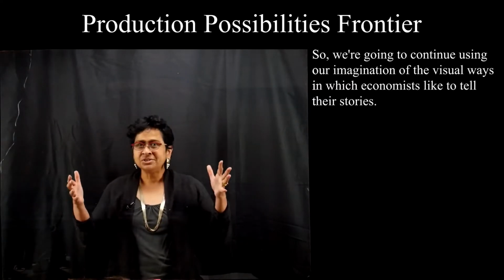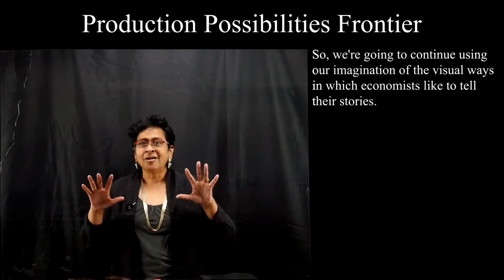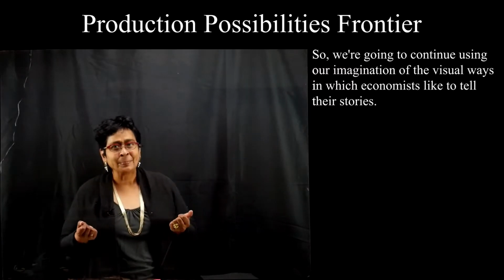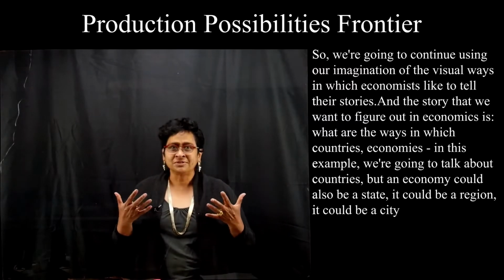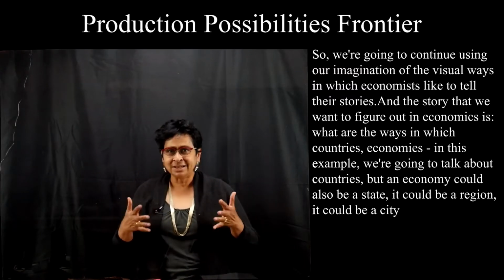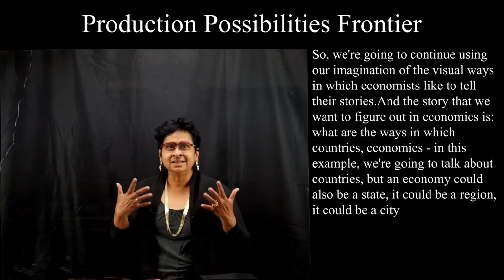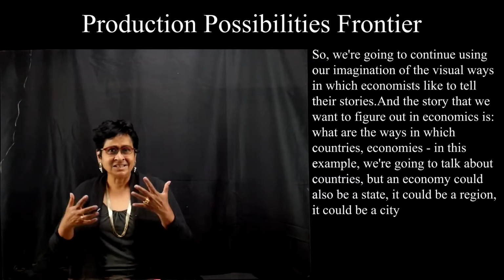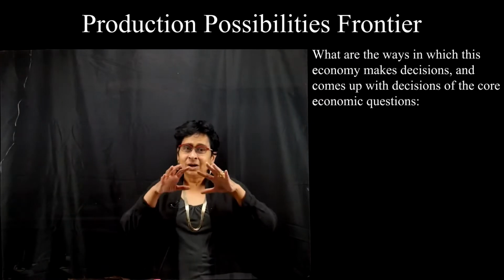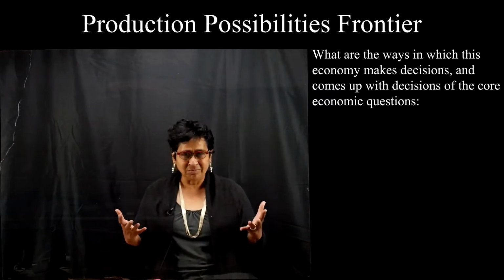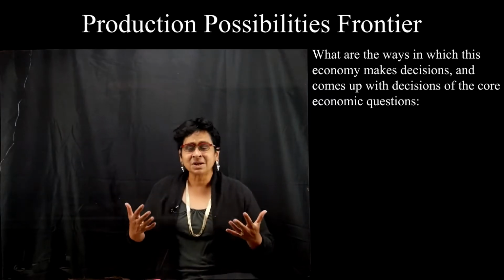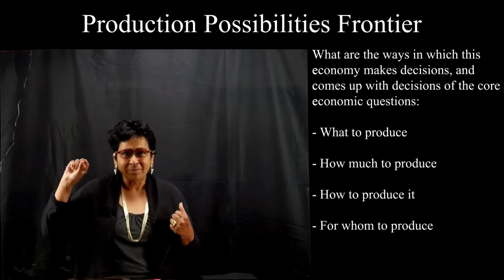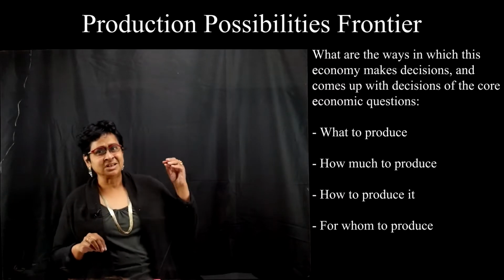So we're going to continue using our imagination of the visual ways in which economists like to tell their stories. And the story that we want to figure out in economics is what are the ways in which countries, economies, in this example we're going to talk about countries, but an economy could also be a state, a region, or a city, make decisions and come up with answers to the core economic questions? What to produce, how much to produce, how to produce it, and for whom to produce.